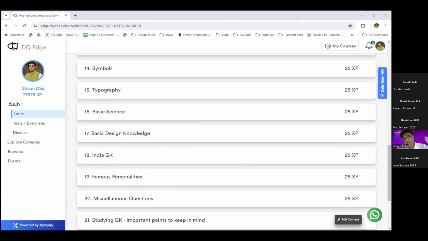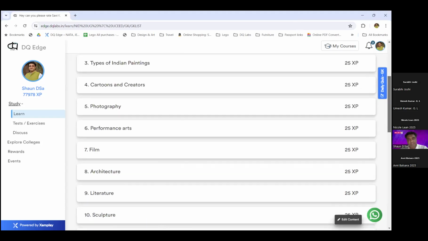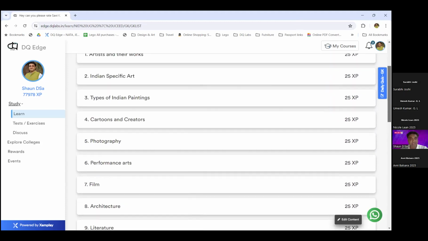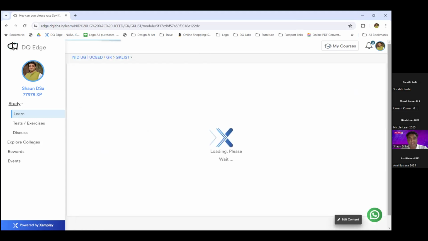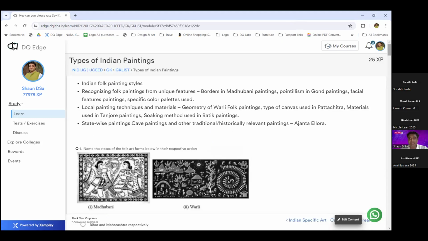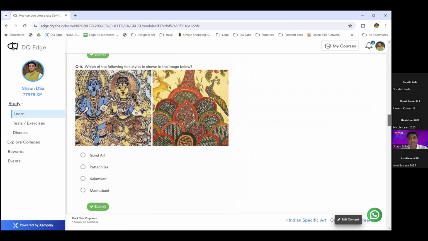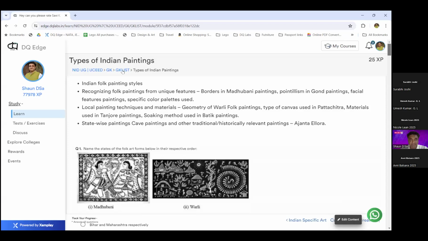So what we did is we studied all the past year's papers, CEED, NID, UG, and PG. If you see, GK is common amongst UG and PG. We broke these 23 down into topics to see what are the different topics that they cover, right? So you go into any of these sections, and you'll get the actual questions asked in the past years. So you'll know what kind of GK questions they're asking, right?